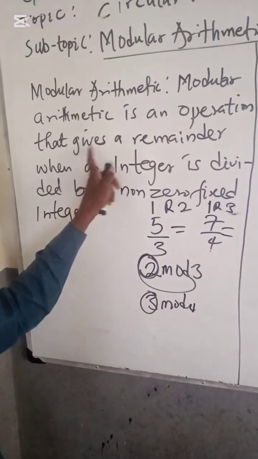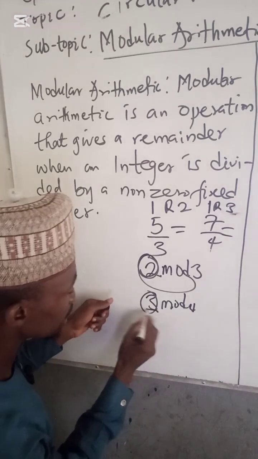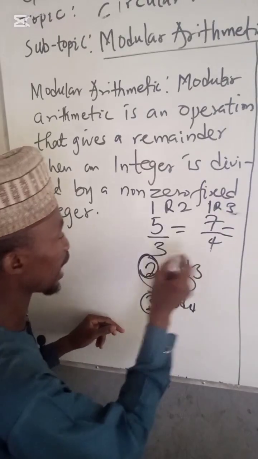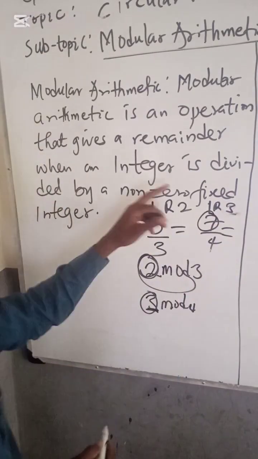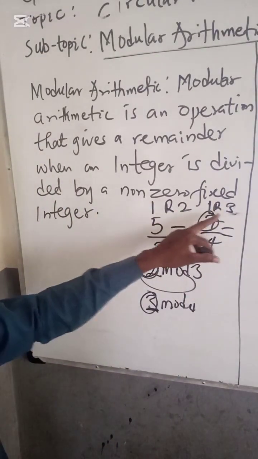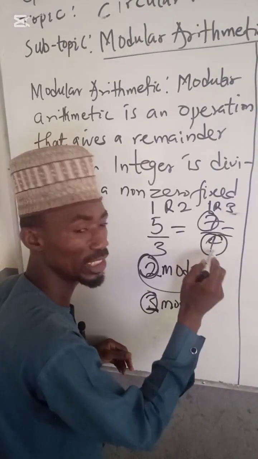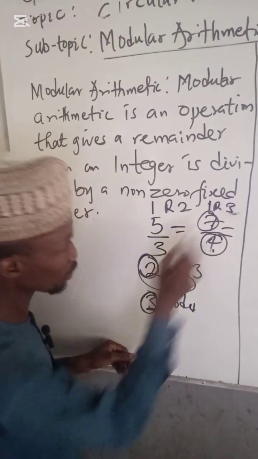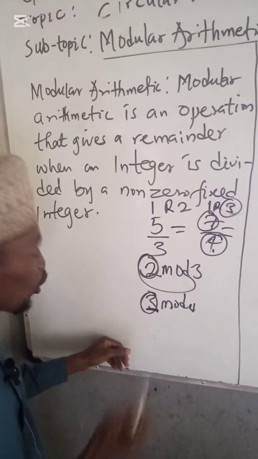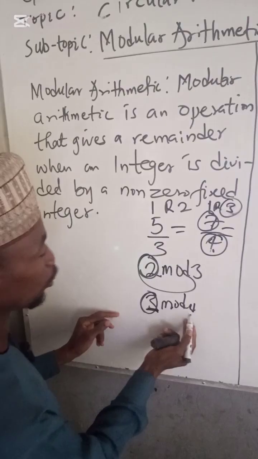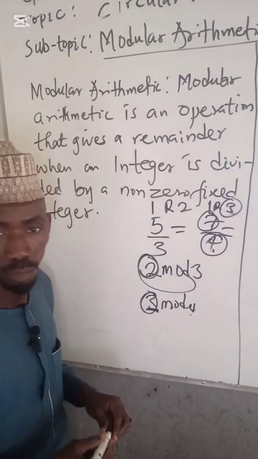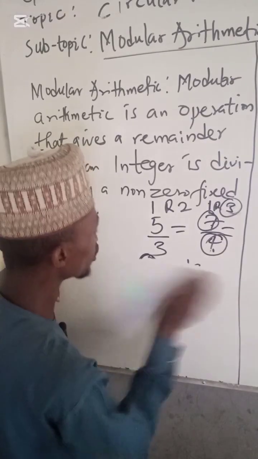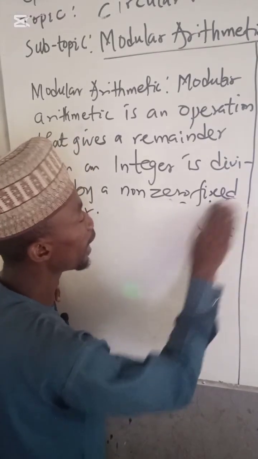Modular arithmetic is an operation that gives a remainder. Look at the remainder. When an integer, where is the integer? Integer 7 is divided by a non-zero fixed integer. This is an integer that is not 0. So when it's divided by it, you have a remainder of 3. So instead of writing 7 over 4, we write 3 modulo 4. This is what this definition is talking about.